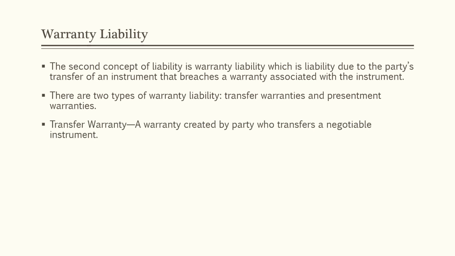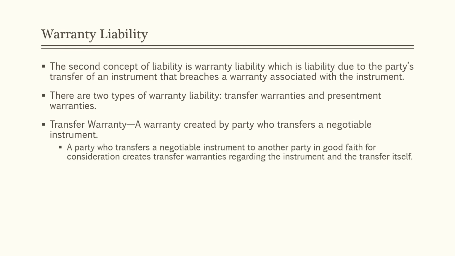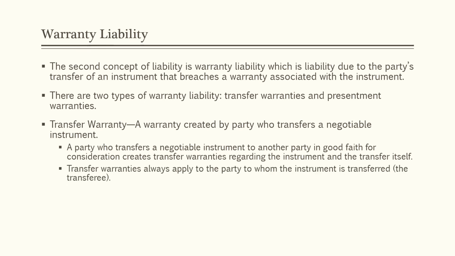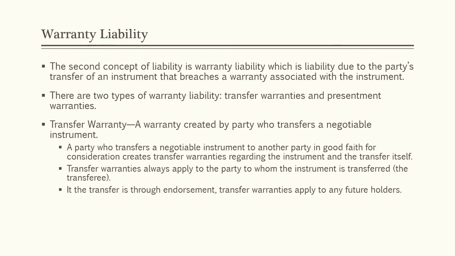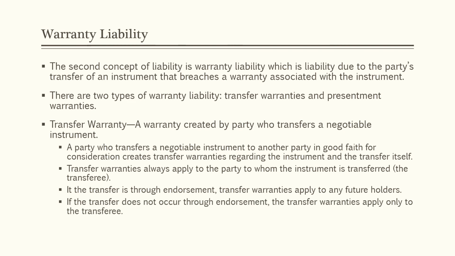A transfer warranty is a warranty created by a party who transfers a negotiable instrument. A party who transfers a negotiable instrument to another party in good faith for consideration creates transfer warranties regarding the instrument and the transfer itself. Now, transfer warranties always apply to the party to whom the instrument is transferred, the transferee, whoever accepts the instrument. If the transfer is through endorsement, signature on the back, transfer warranties apply to any future holders. If the transfer does not occur through endorsement, the transfer warranties apply only to the transferee.